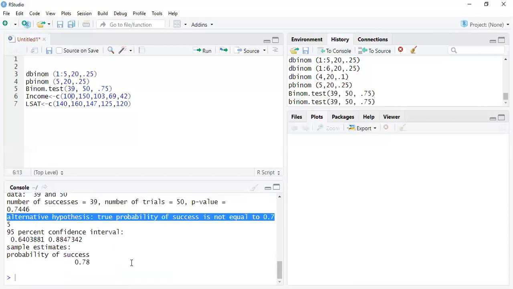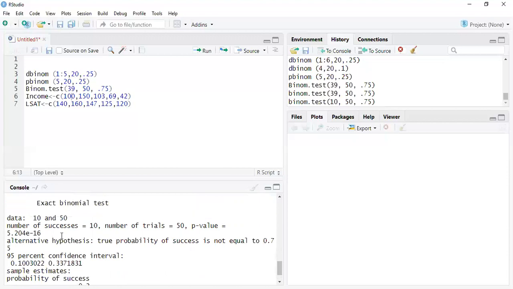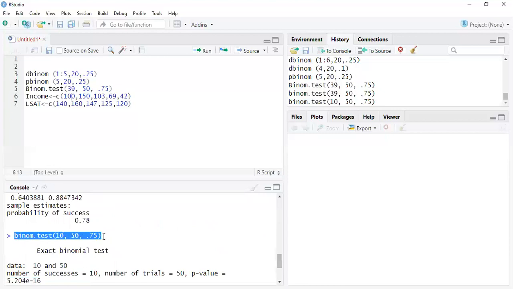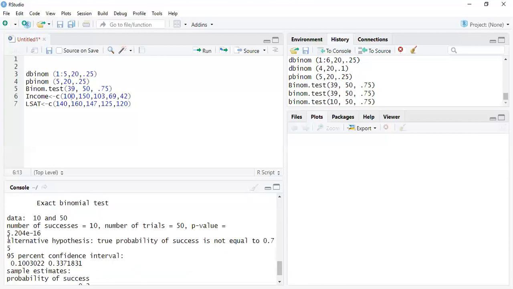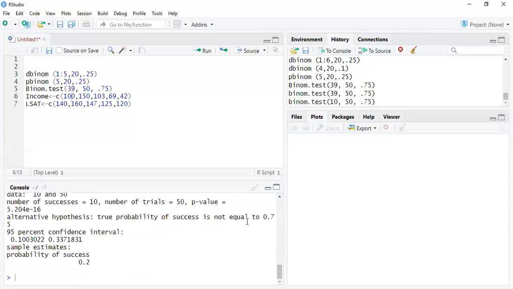But what happens if we change it? Remember, you can hit the arrow and it goes right up. Let's say 10. Okay, we get a p-value. Again, as I told you with the 10th, the e, that's under 0.05. So now that the p-value is so small, we reject the idea that 10 out of 50 is 75% and accept the alternative hypothesis that the true probability of success in this binomial test is not equal to 75%.